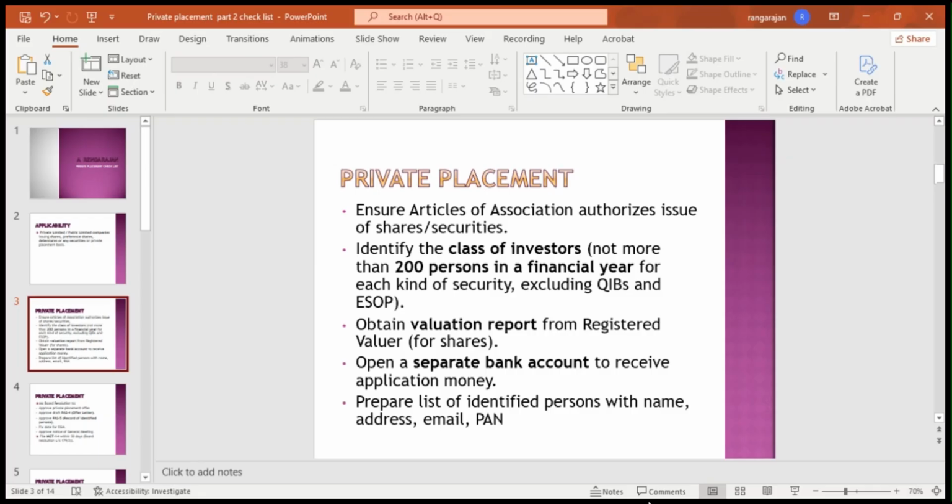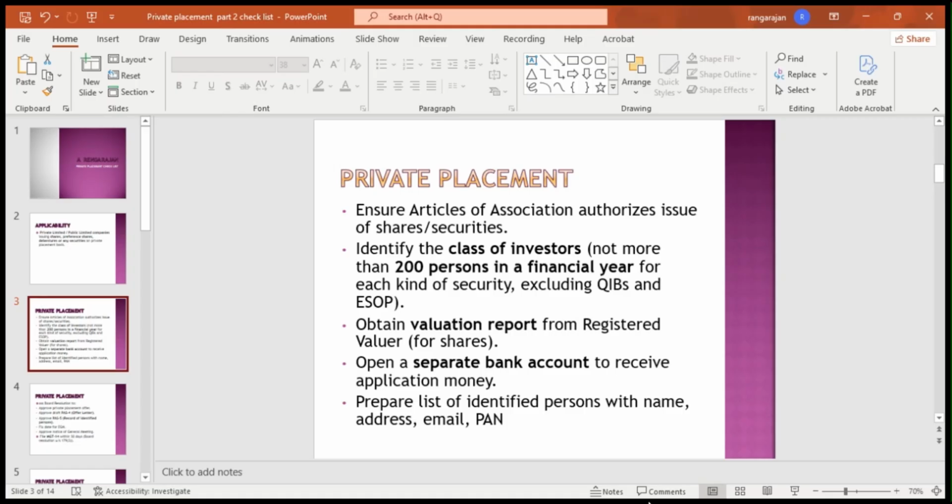Now we have to ensure that the company invites not more than 200 persons in the financial year, otherwise it will be a public offer, with listing of securities in a stock exchange.